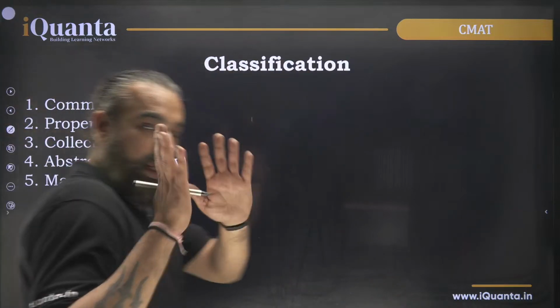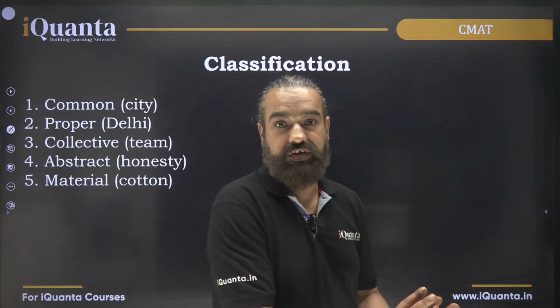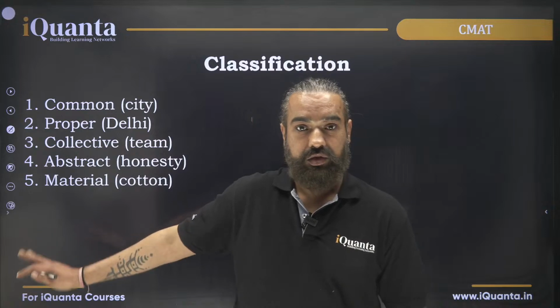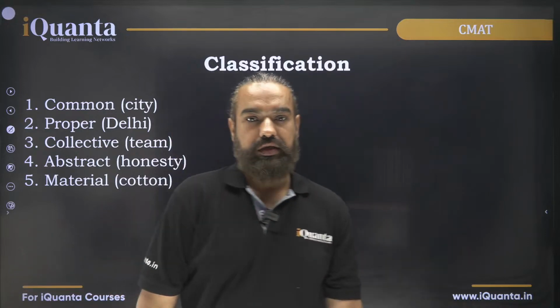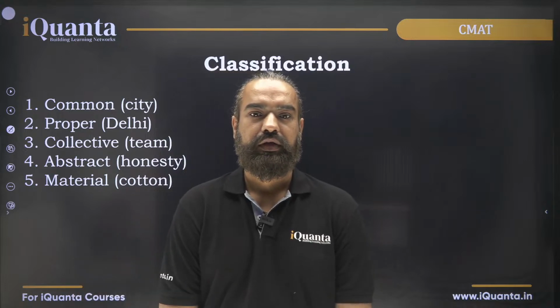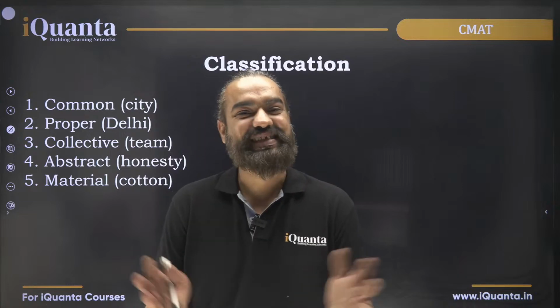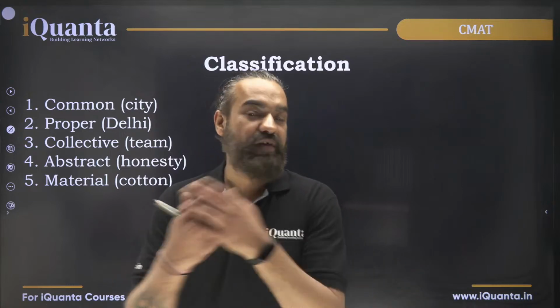This is one type of classification, mind you, one type of classification. There is another type of classification which is separate from these. Countable and uncountable. What's the difference between countable and uncountable? I say countable we can count, uncountable we cannot count. It's not that simple. It's about how you quantify them.